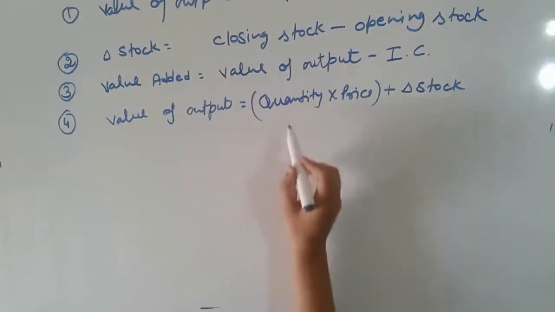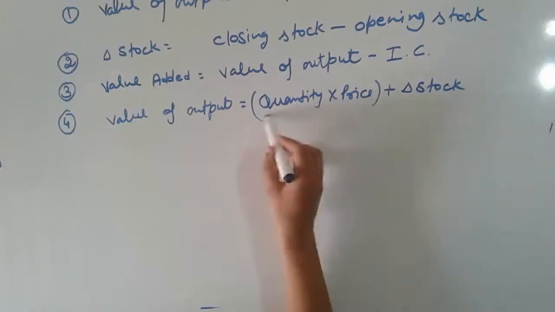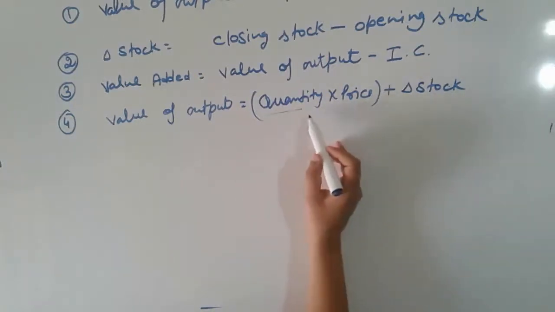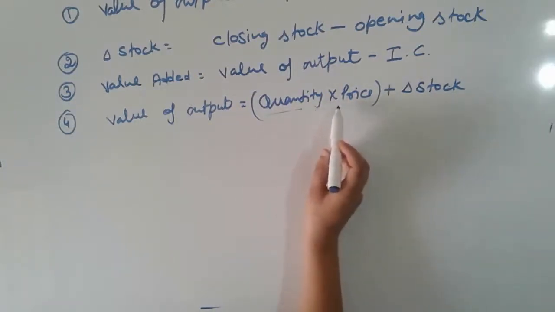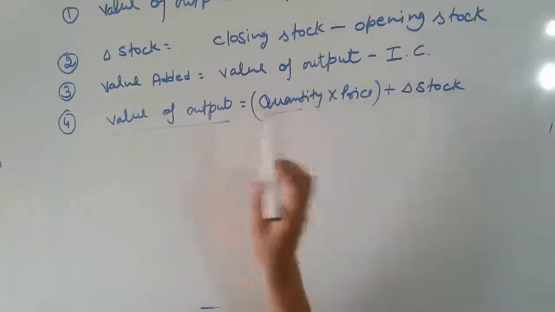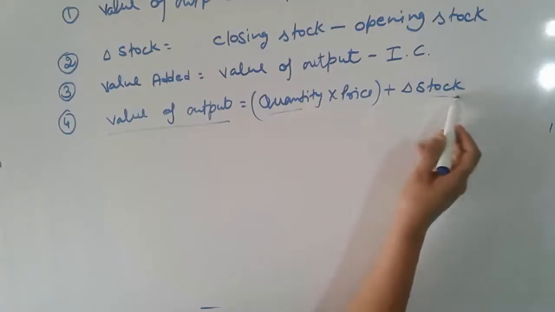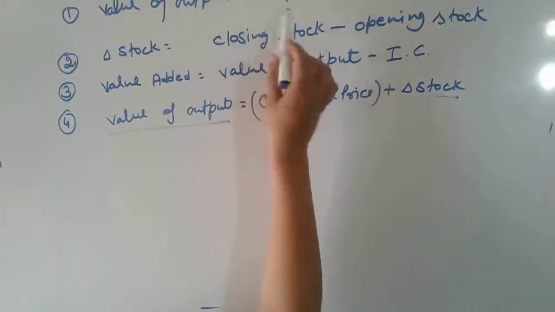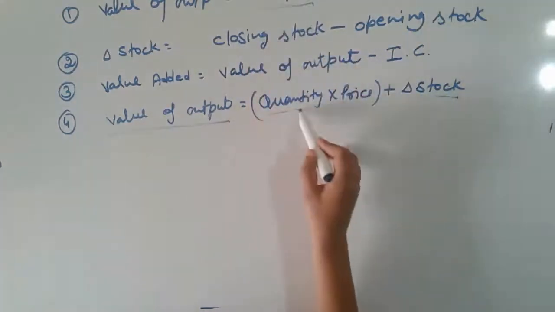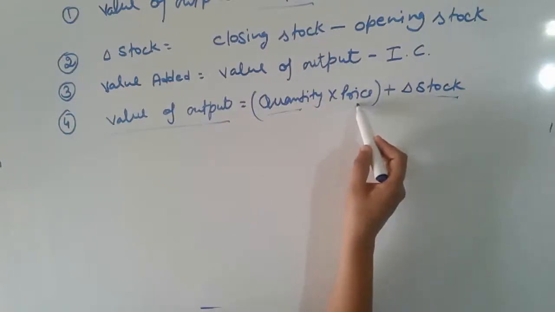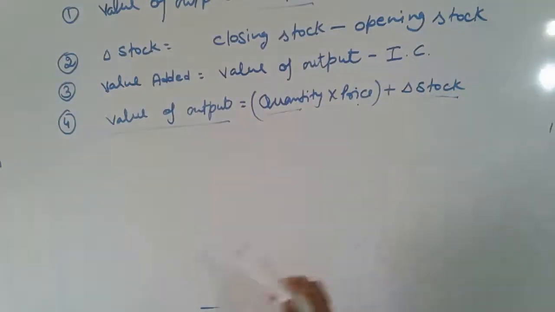Sometimes in a question you are given quantity and price. When you are given quantity and price, in that case you will calculate the value of output by this formula: quantity into price plus change in stock. Sometimes you are not given sales, but you are given quantity and price of that commodity, right? Let's see one example.